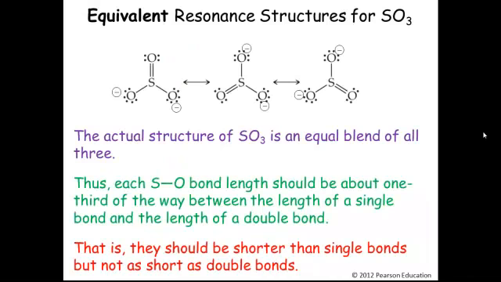All right, so the actual structure of sulfur trioxide, as we've said, is an equal blend of all of these. So all these bond lengths are actually the same. They're a little bit shorter than a single bond, but not quite as short as an actual double bond. And again, they all have a partial formal charge, -2/3 partial formal charge on each oxygen atom.